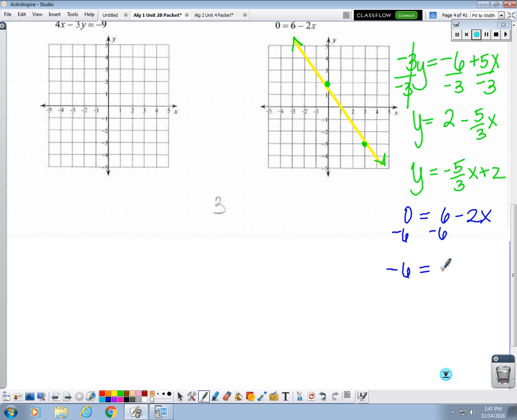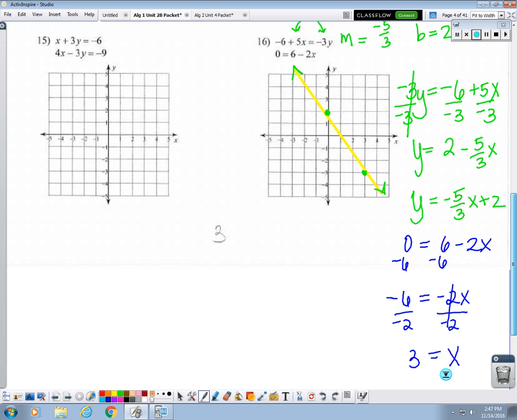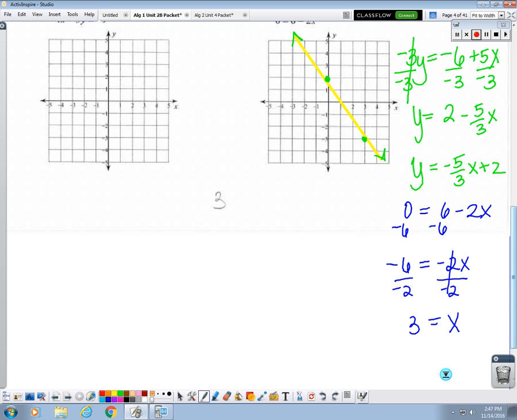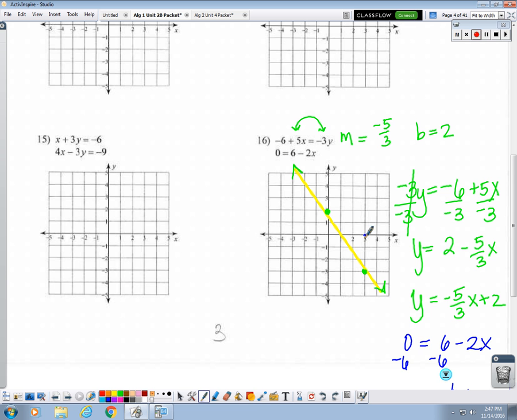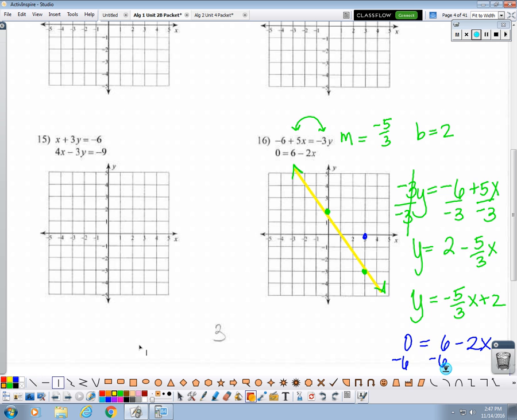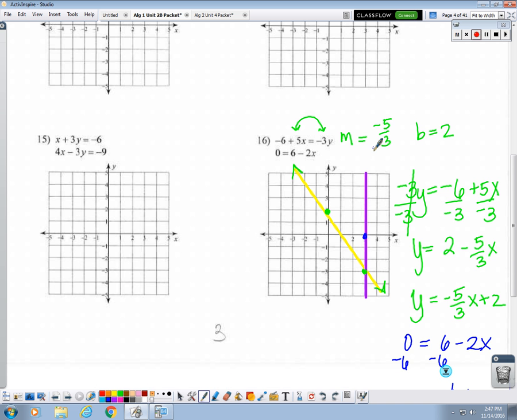Now we have negative 6 equals negative 2x. Now to isolate the x, what do I do? Right? So don't we end up with a 3 equals x? What kind of graph is it when you just have x and a number? Vertical. Okay? So if it's just x and a number, doesn't it mean that you go to that number and draw a vertical line through it? Correct. Anytime y is not there, it's automatically a vertical line.